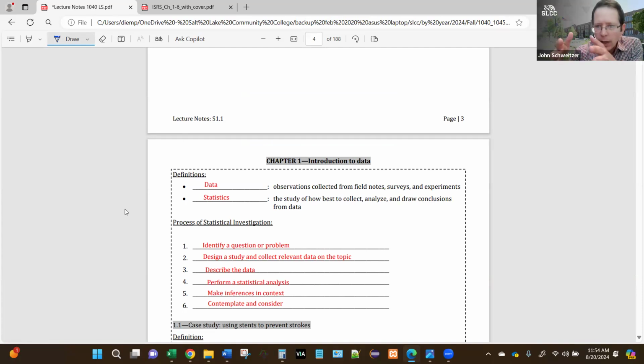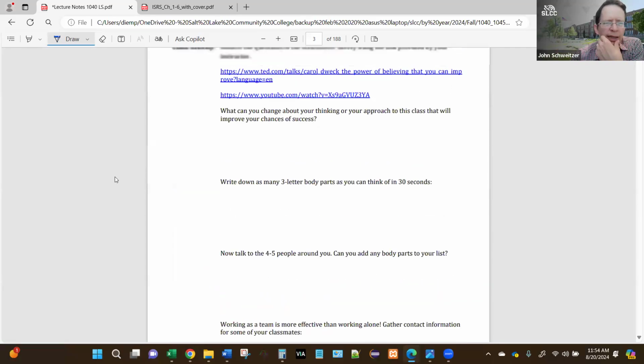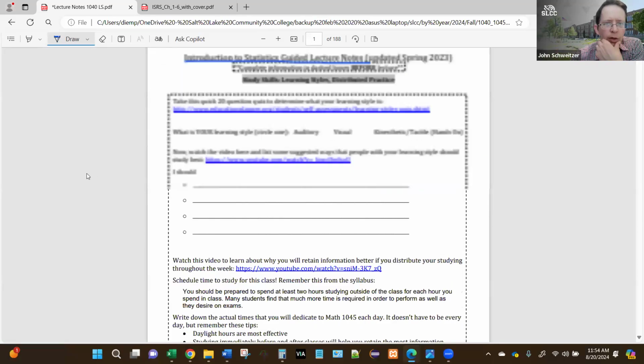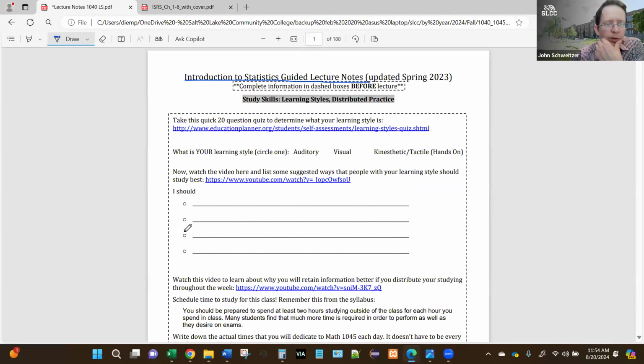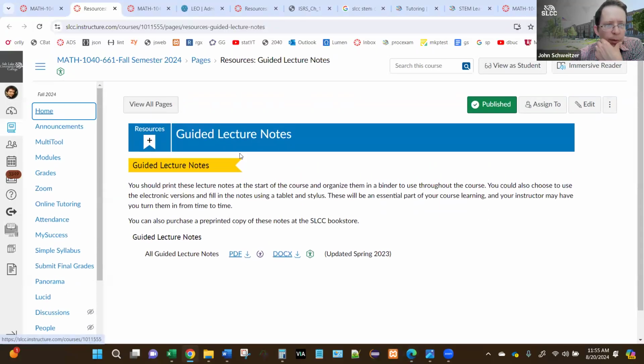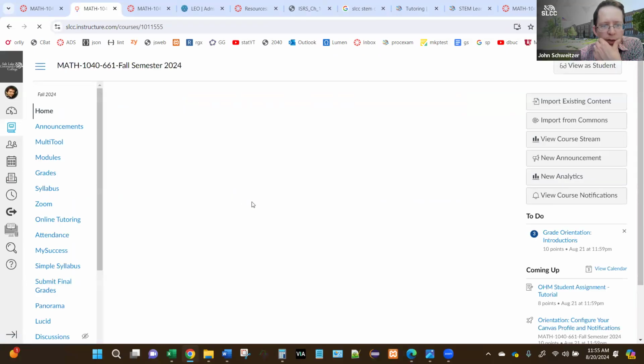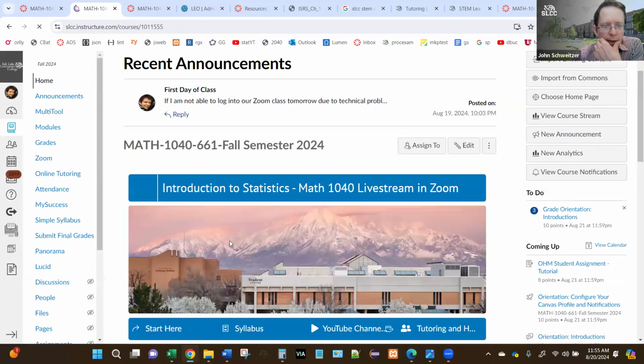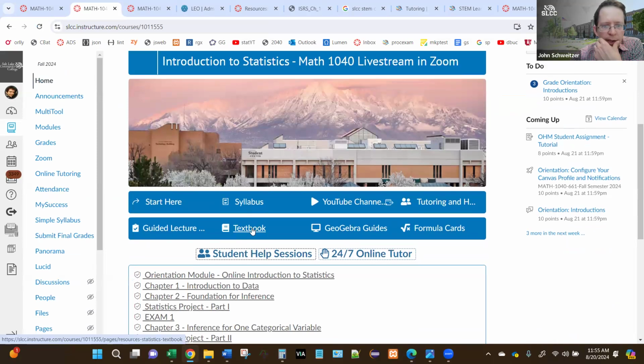That said, I'm not going to require that you do it. I'm not going to check in and make sure you're using them. If you want to use a typical blank notebook, like you would for many other classes, feel free to do that. However you want to do the lecture notes. But I think it's a very good way of organizing the information. Okay, so both of those are available from the Canvas homepage here: the guided lecture notes and then the textbook.